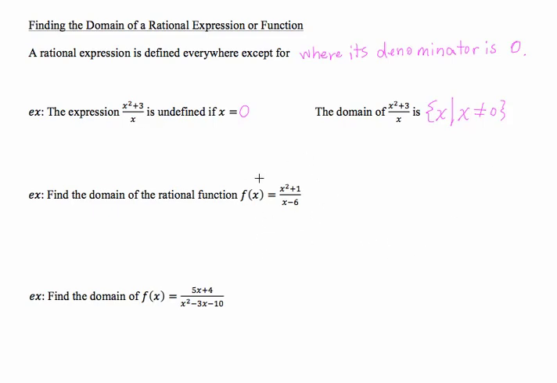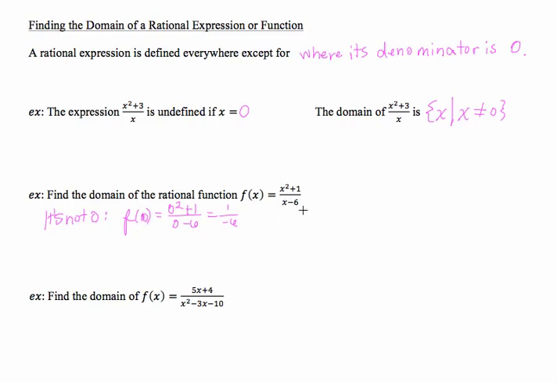Now here's a slightly different example. Let's find the domain of this rational function f of x equals x squared plus 1 over x minus 6. Now this is different because you have to think a little harder and ask yourself, what is the x value such that if you plug it in, you'll get a 0 in the denominator? Now the answer is not 0. It's not 0 because f of 0, let's take f of 0. F of 0 would be 0 squared plus 1 divided by 0 minus 6, which is 1 over negative 6. We're dividing by negative 6 when we plug in 0 for x, not 0.